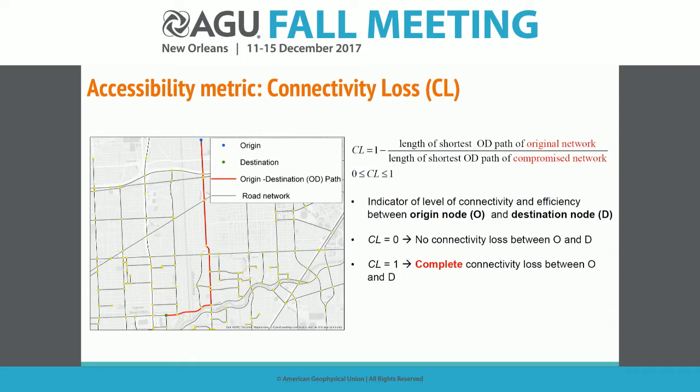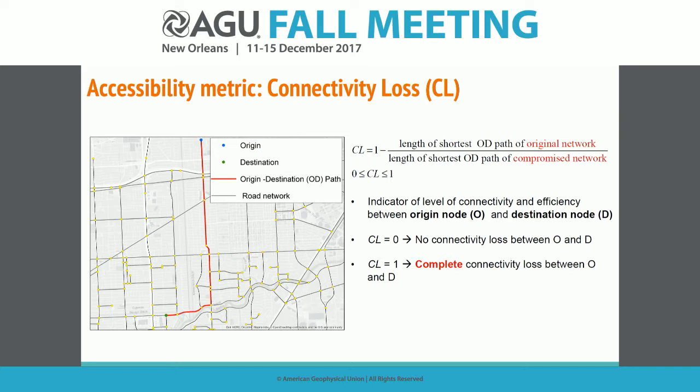In order to assess accessibility, we used a metric called connectivity loss, shown here, which is 1 minus the ratio of the length of the shortest origin and destination path of the original undamaged network over the length of the shortest origin and destination path of the compromised damaged network during the storm. This metric is an indicator of the level of both connectivity and efficiency between the origin node, which can be a fire station or a hospital, and the destination node, which can be a certain census block. And it can have values between 0 and 1.